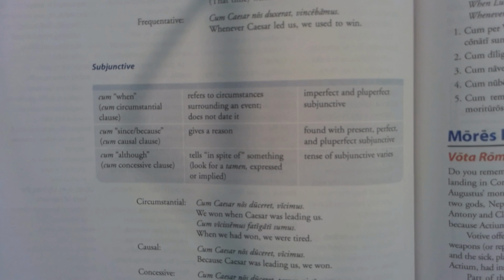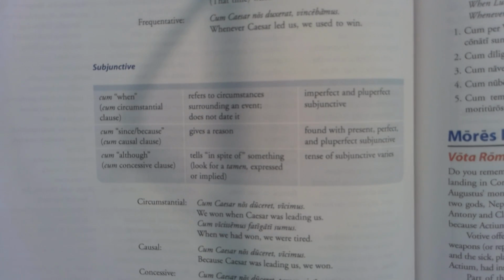Now let's look more closely at the subjunctive, because that is where we have to think a little bit harder. So let's look. Cum, when, plus the subjunctive. When is it when? Surrounding an event is not dated. Okay, that's pretty simple. Okay, causal, because. Although, concessive, you concede a point when you say although. So they also tell you what tenses those can be.